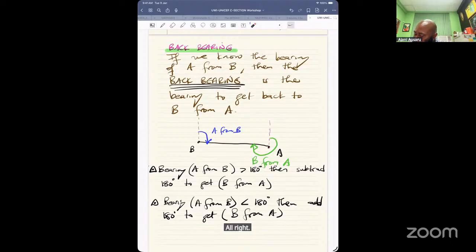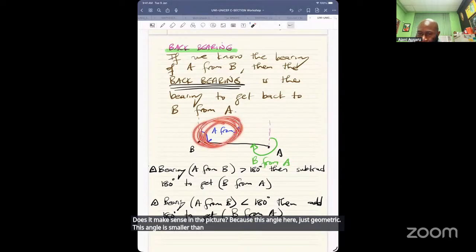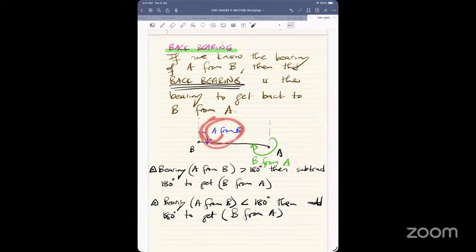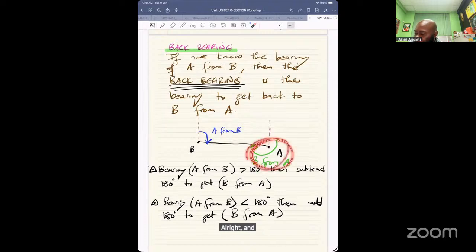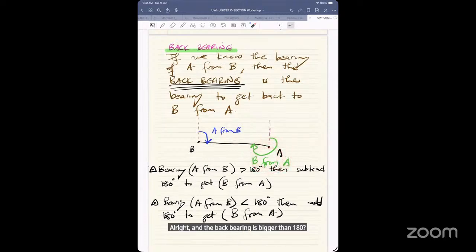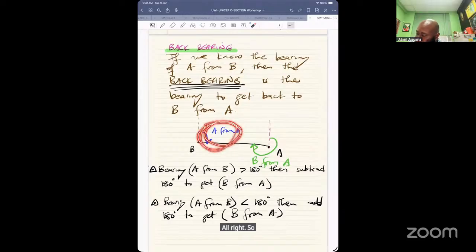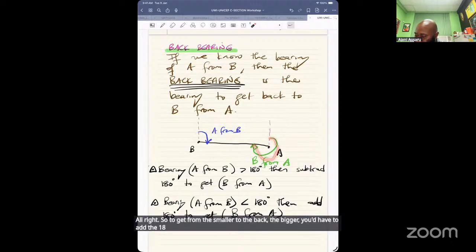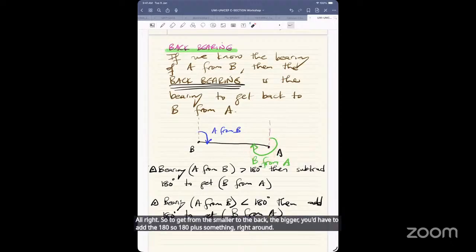All right, and look at the picture. Does it make sense in the picture? This angle here, just geometrically, is it smaller than 180 or bigger than 180? Smaller than 180. And the back bearing is bigger than 180? Yes, sir. So to get from the smaller to the bigger, you'd have to add the 180. So 180 plus something, right or wrong? Right. Makes sense?